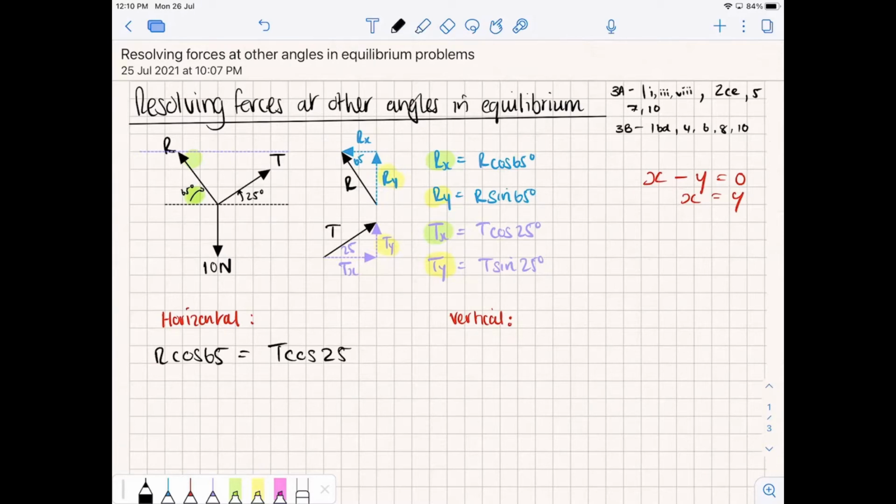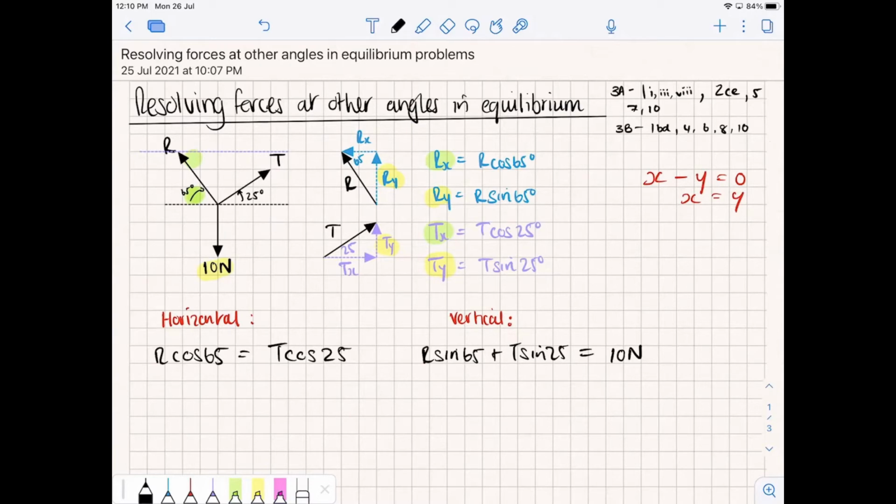So if we add these 2 forces together, so if we add R sine 65 and T sine 25, they must both be equal to the force acting in the opposite direction, which happens to be this 10 newtons over here. So this must be equal to 10 newtons. So there are your 2 simultaneous equations, and in theory you could solve now for R and T if you wanted to. Okay?